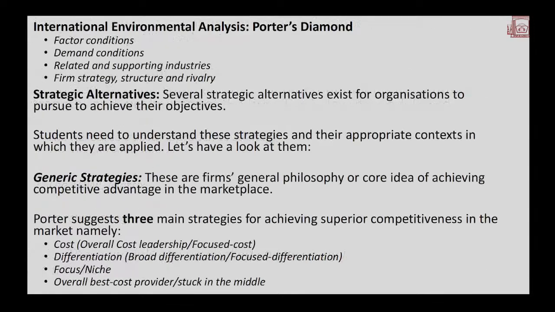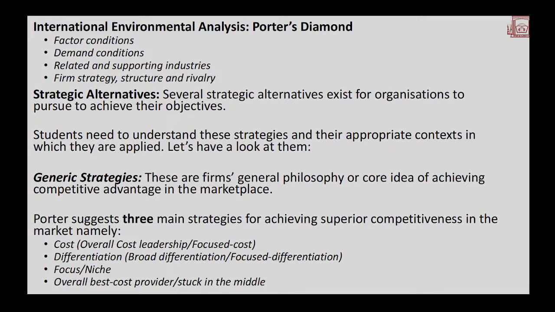Now, then we come to the international environmental analysis, where, you remember, I mentioned Porter's Diamond. You can use it to assess whether you can compete in the industry you are entering. It can be used as part of international strategy, or just as external environmental analysis, but from a global perspective. How attractive is the industry in a particular country?